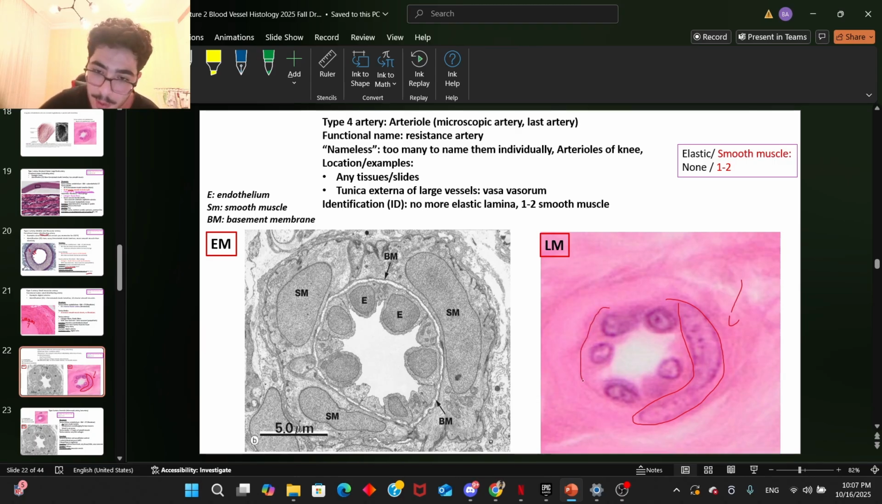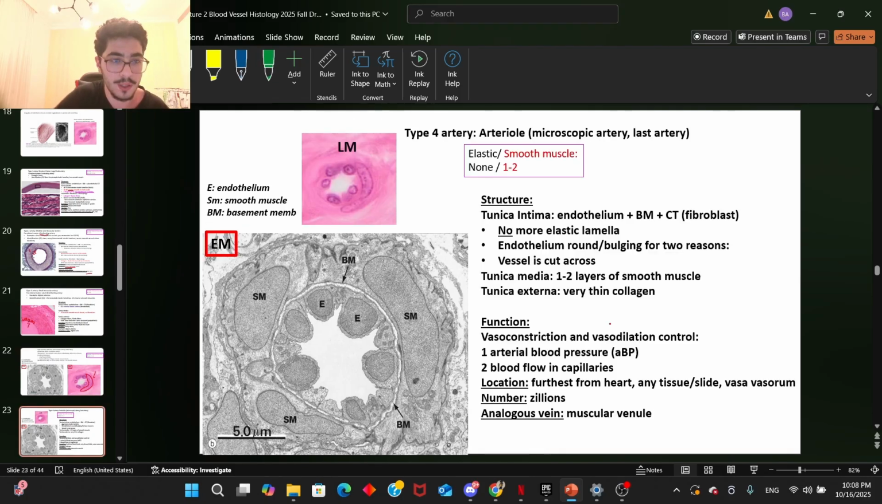Obviously, you can see the basement membrane here, right beneath the endothelium, and that's about it. This is the electron microscope view, and you can see the endothelium protruding into the lumen, and the nuclei around are the smooth muscles. You're also going to see a very thin tunica externa, right here. It's very thin, and you can't really see it in the light microscope.